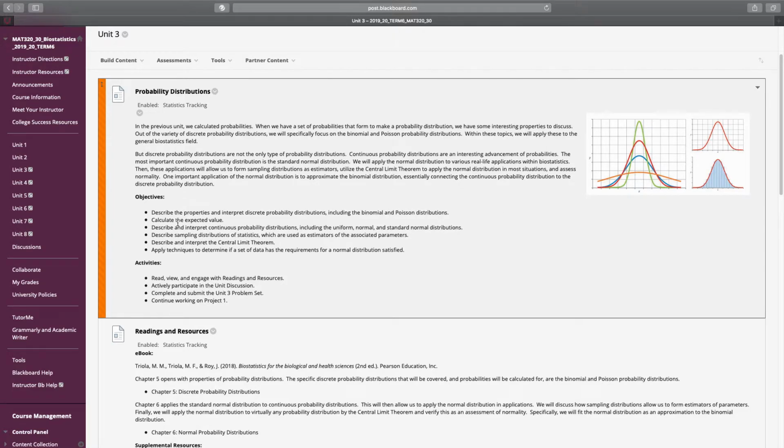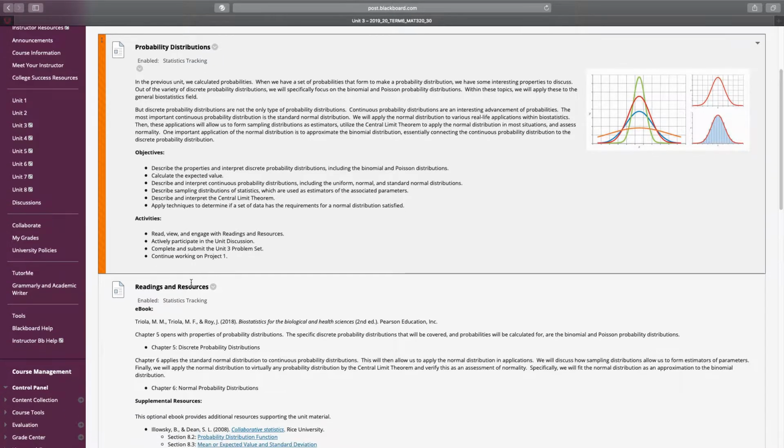The objectives, though, are to describe the properties and interpret discrete probability distributions, including the binomial and Poisson distributions, calculate the expected value, describe and interpret continuous probability distributions, including the uniform, normal, and standard normal distributions, describe sampling distributions of statistics, which are used as estimators of the associated parameters, although we'll be doing more with that in a later unit as well. Describe and interpret the central limit theorem, and then apply techniques to determine if a set of data has the requirements for a normal distribution to be satisfied.